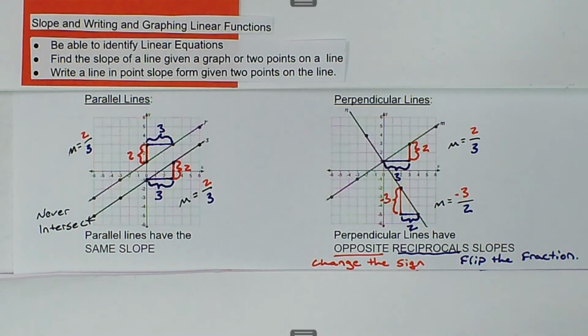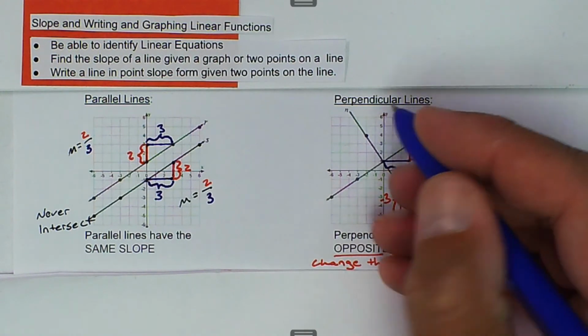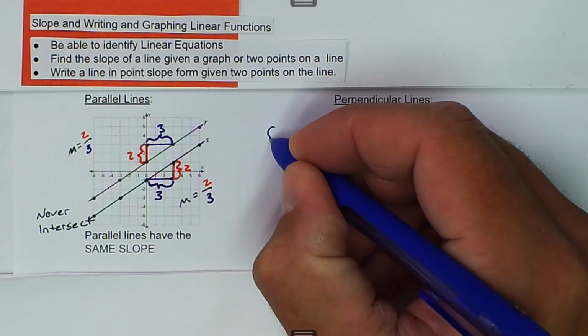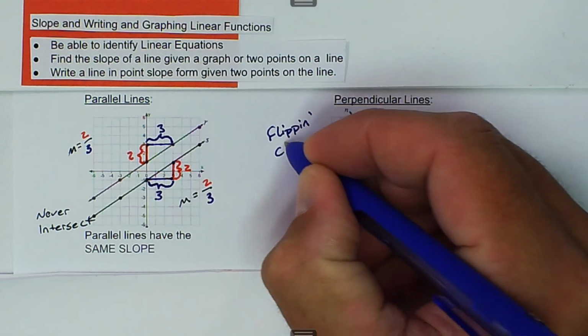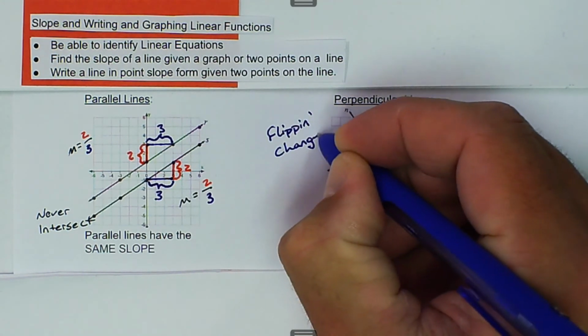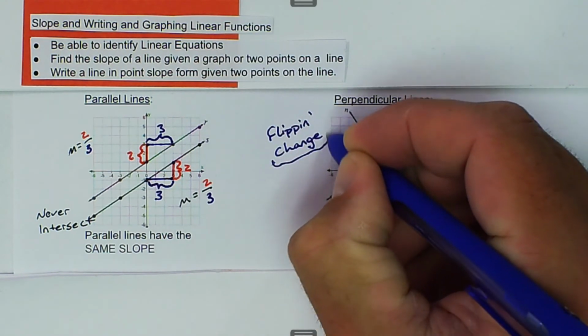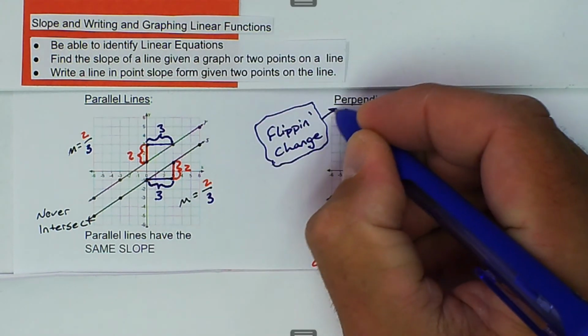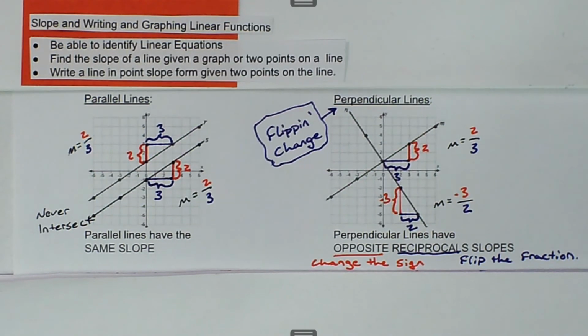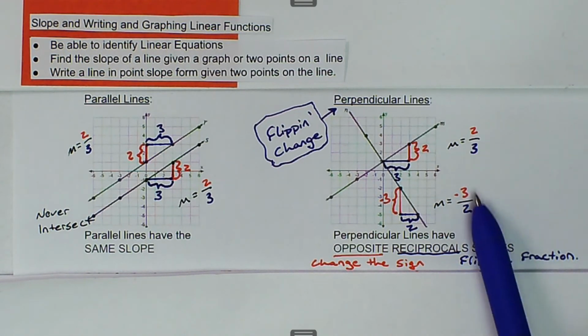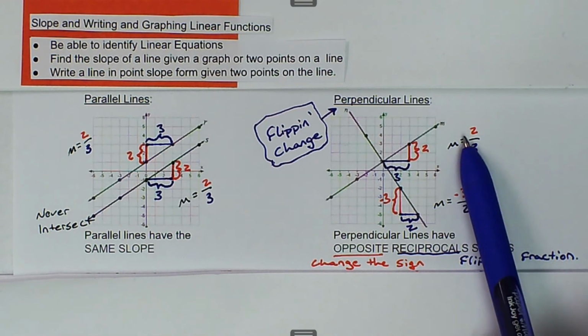Well, in this case, we're going to say, anytime we see perpendicular, we should think flippin' change. So we can think of perpendicular as kind of a bad word, right? Flippin' change. So anytime we see perpendicular, we think we stubbed our toe. Flippin' change. So we'll flip the fraction, so 2/3 becomes 3/2, and we'll change the sign.